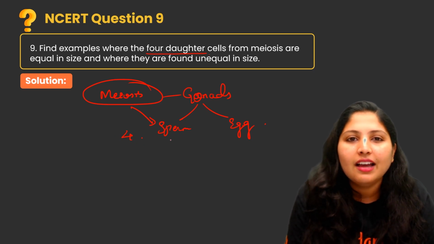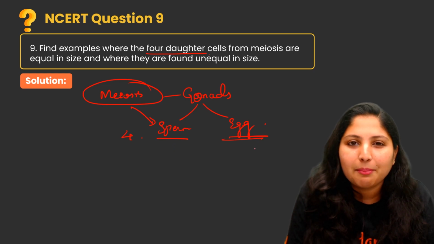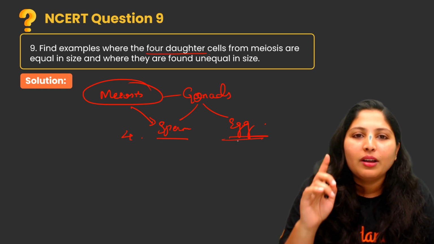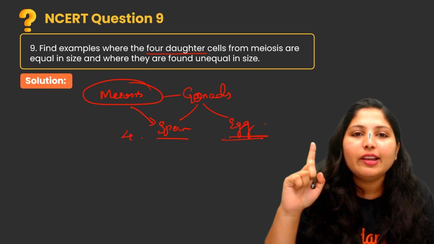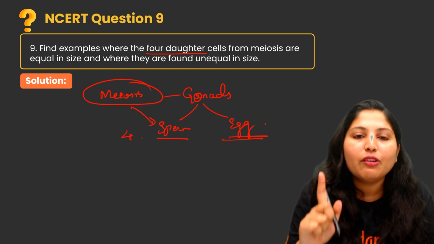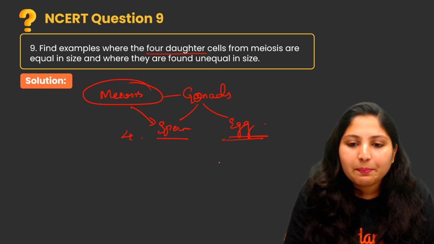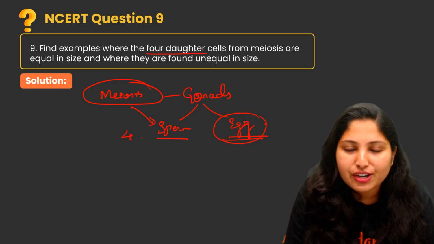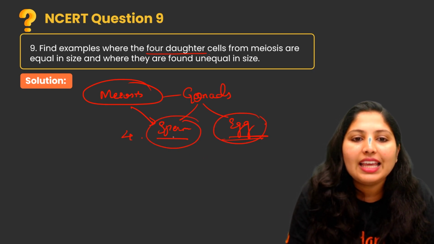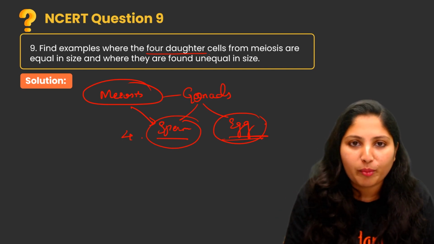equal sized healthy sperms. But in females, in each month, only one fertile egg is going to develop. That means unequal division happens during egg production. In sperm production, equal sized cells are going to form.